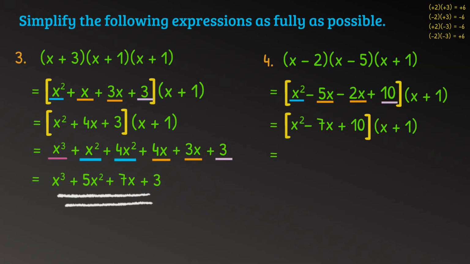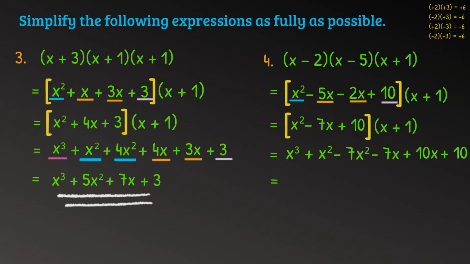So we have x squared times by x, which is x cubed, x squared times by 1, which is plus x squared, minus 7 times x is minus 7x squared, minus 7 times 1 is just minus 7x, plus 10 times by x is plus 10x, and plus 10 times 1 is plus 10.